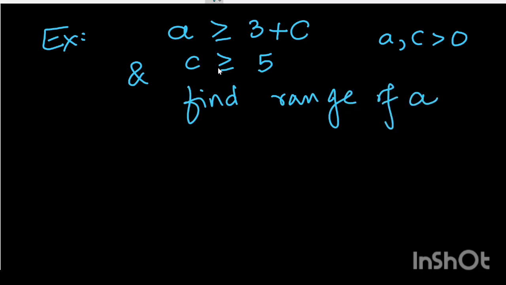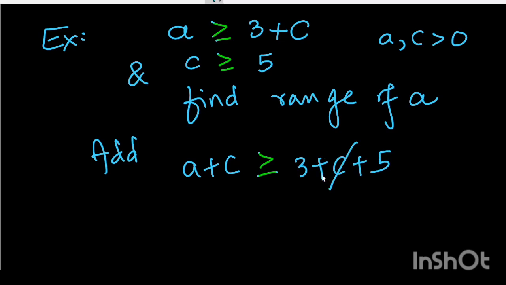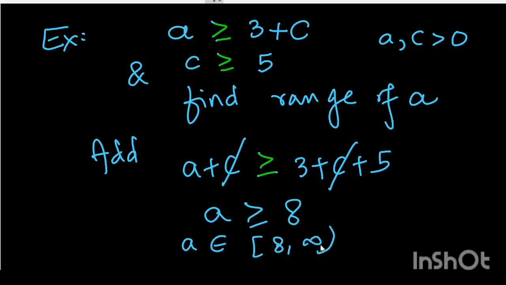Since both the inequalities have positive numbers, we can add the two inequalities. So A plus C is greater than or equal to, since both have greater than or equal to, 3 plus C plus 5. C gets cancelled from both the sides, so A is greater than or equal to 8. So the range of A is, A belongs to closed 8 to infinity, guys.